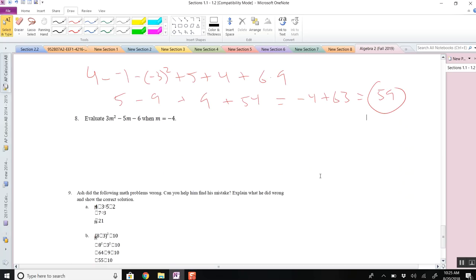Now this one is involving substituting. You're going to replace m with negative 4. Then you're going to use order of operations. This is what we're working our way towards, knowing how to plug in stuff into functions or expressions and working it out. So I get 3 times 16 plus 20 minus 6. Okay, cool. 48 plus 14, you get 62.